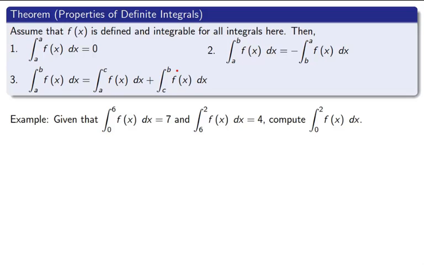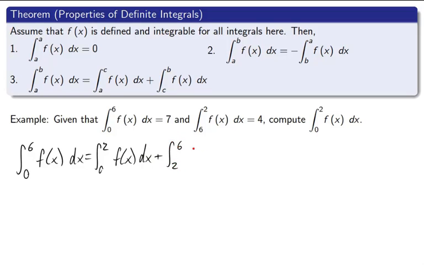Next example here, I want to find the value of 0 to 2's integral. I've got a value for 0 to 6, and I got a value from 6 to 2. First off, let me point out that the integral from 0 to 6 of f of x dx is equal to the integral from 0 to 2 of f of x dx plus the integral from 2 to 6 of f of x dx.